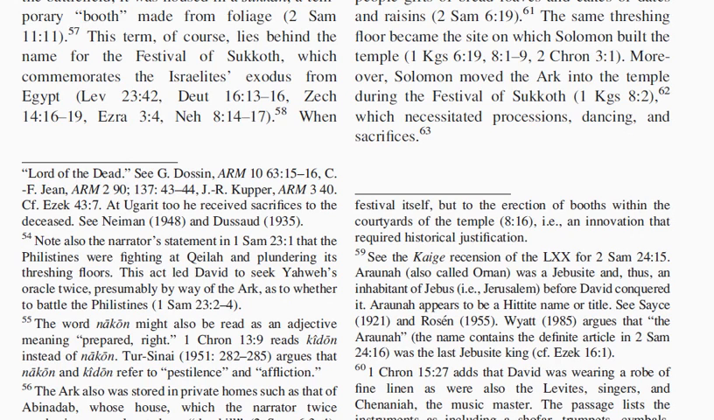Footnote: see the Cage recension of the Septuagint for 2 Samuel 24:15. Araunah, also called Ornan, was a Jebusite and thus an inhabitant of Jebus, i.e. Jerusalem, before David conquered it. Araunah appears to be a Hittite name or title. See Sacy 1921 and Rosen 1955. Wyatt 1985 argues that the Araunah, the name containing the definite article in 2 Samuel 24:16, was the last Jebusite king, for Ezekiel 16:1.